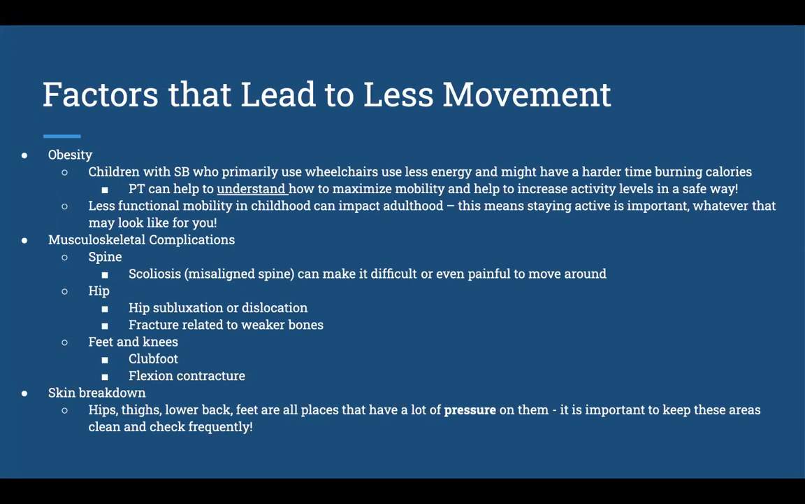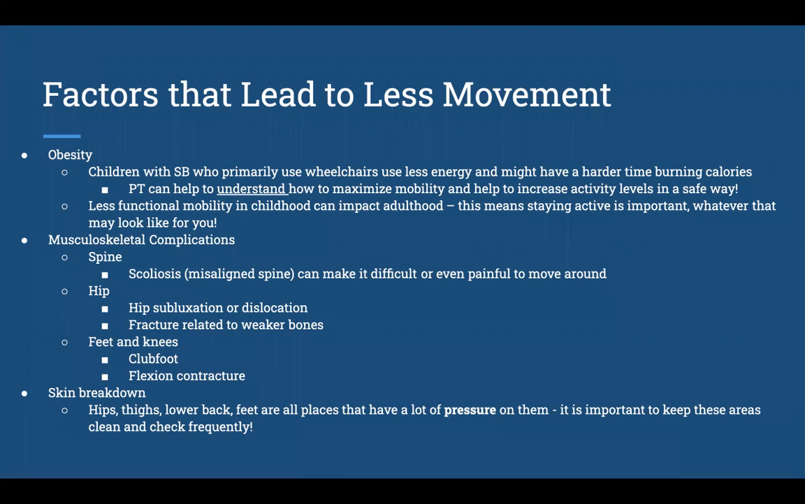So with obesity, children with spina bifida who primarily use wheelchairs use less energy and might have a harder time burning calories. Where PT comes into the picture is helping you to understand how you might be able to maximize your mobility and help you reach some of those more physical activity guideline goals. For somebody who maybe has a harder time with energy expenditure, doing things like your activities of daily living, like brushing your teeth, getting up out of bed, getting dressed. If that's really, really taxing for you, that's also where PT can come in and help you to understand what kind of assistive devices you can use to save energy so that you're not using all of your energy on things that you shouldn't have to use all of your energy on.